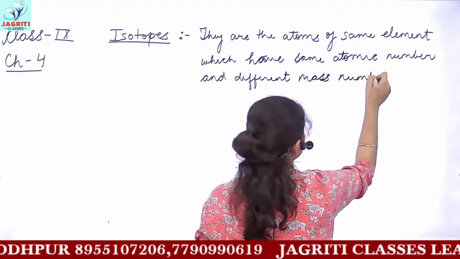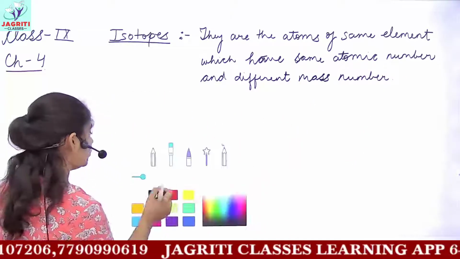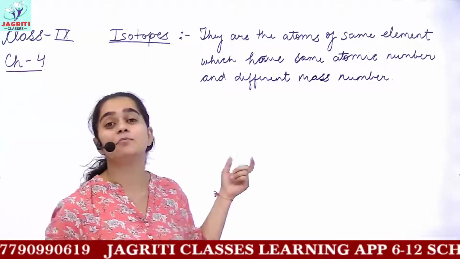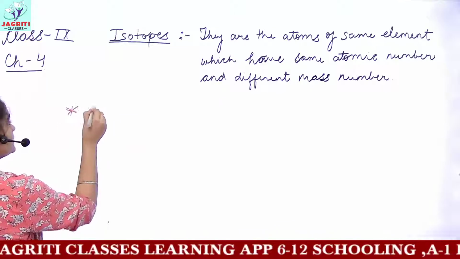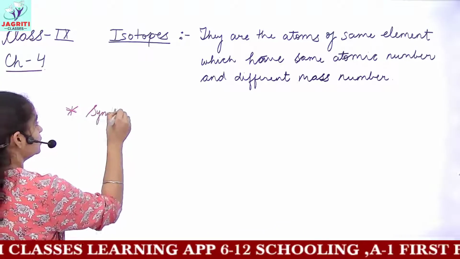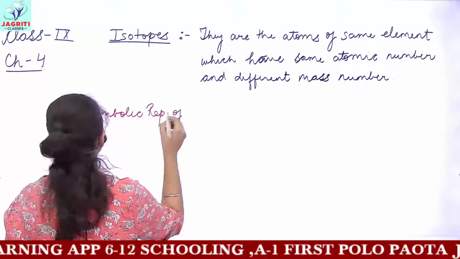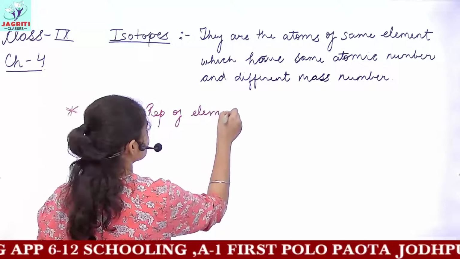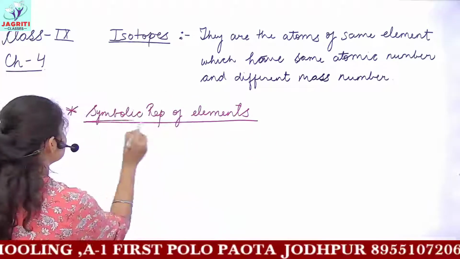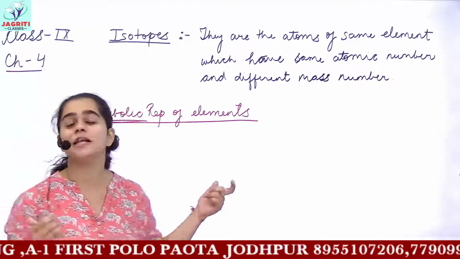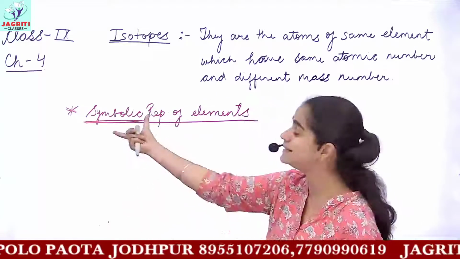For example, the different isotopes, as we can represent them. Firstly, we'll see how we represent the symbolic representation of any element. So how do you actually represent elements? By using their symbols. Symbolic representation means we'll not write the complete name of the element. We'll write its formula or simply its symbol.